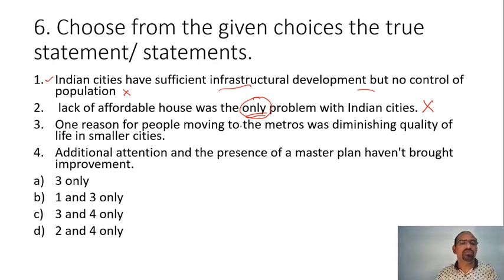Third: one reason for people moving to the metros was diminishing quality of life in smaller cities. Yes, this is given in the passage. The migration of people from smaller cities to metros is due to the diminishing quality of life. So 3 is one option. Look at the next option: additional attention and the presence of a master plan haven't brought improvement. Yes, this statement is there. Additional attention is given to the cities and a master plan is there, yet they haven't brought any improvement. So statements 3 and 4 are true. Where is 3 and 4? Choice C. So C is the right answer.